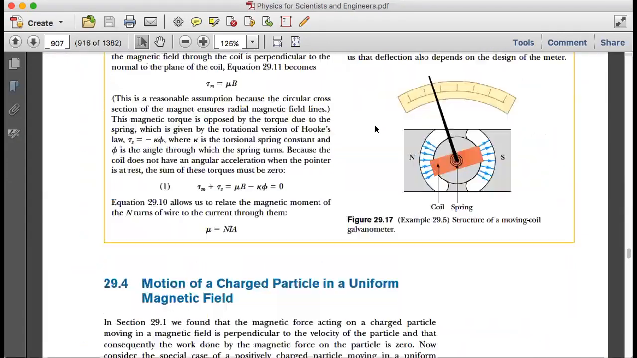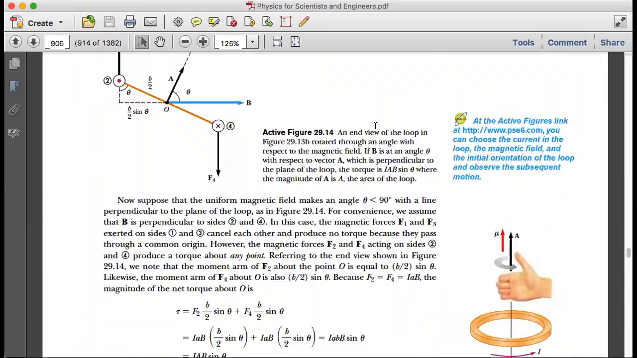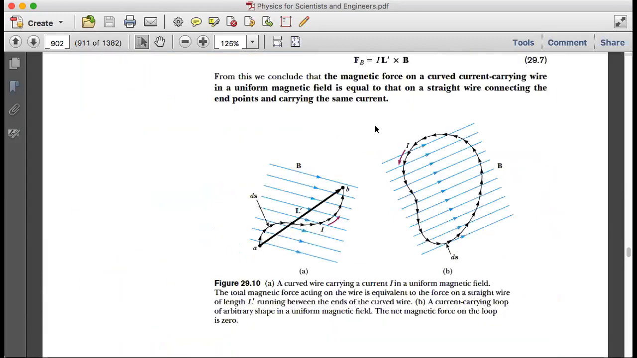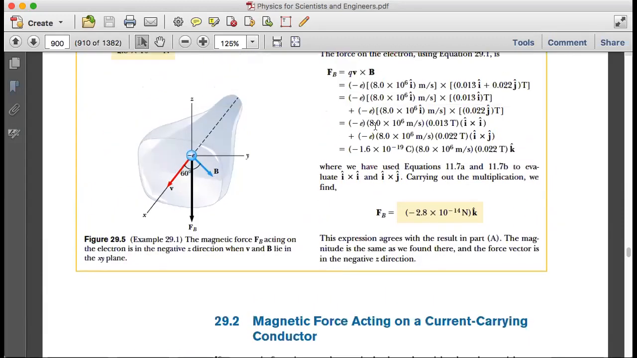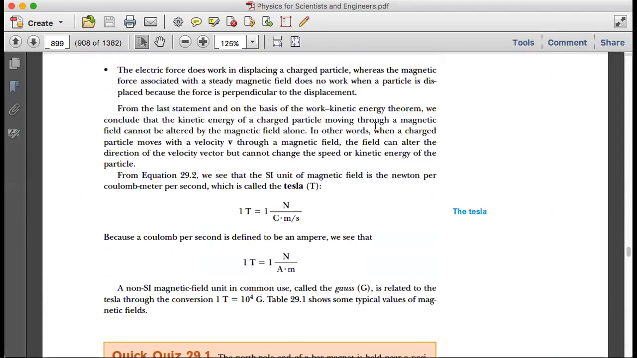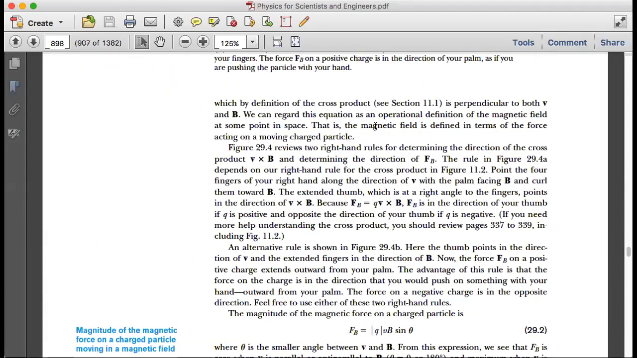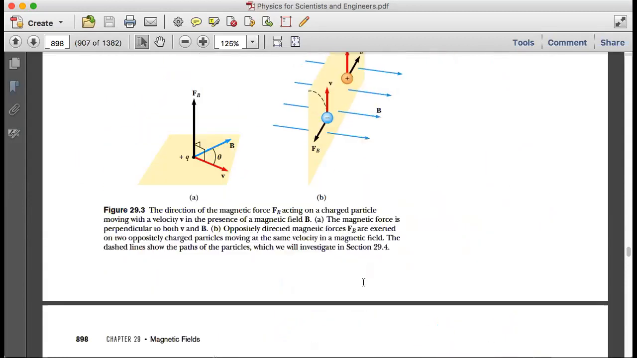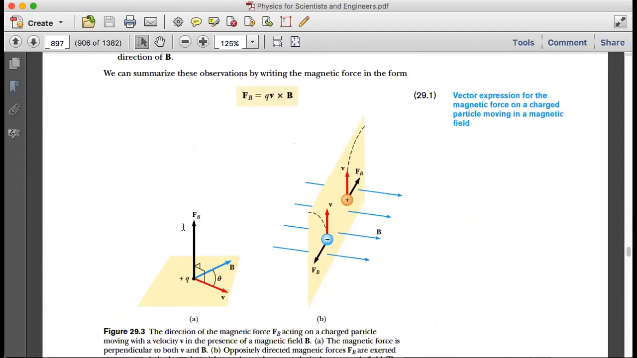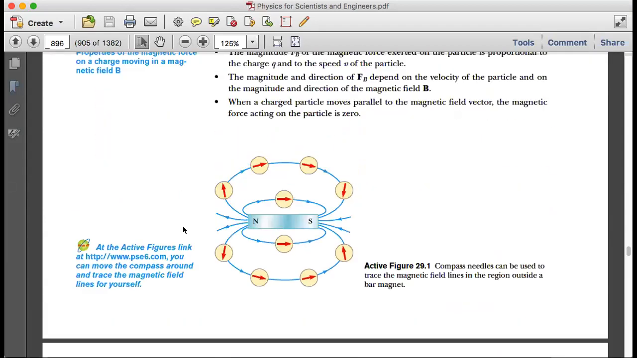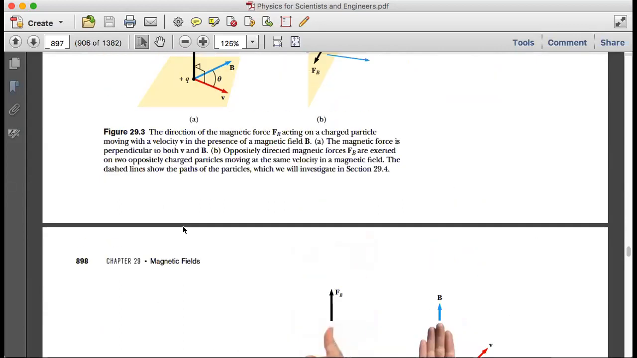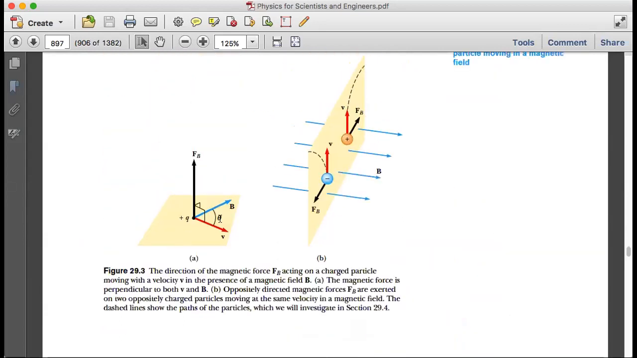Jadi kita sudah membahas tentang perilaku partikel bermuatan dalam medan magnetik. Ini contohnya, misalkan ada sebuah partikel bergerak dalam medan magnetik. Ini kecepatan arah V ke sana, arah B ke sana.